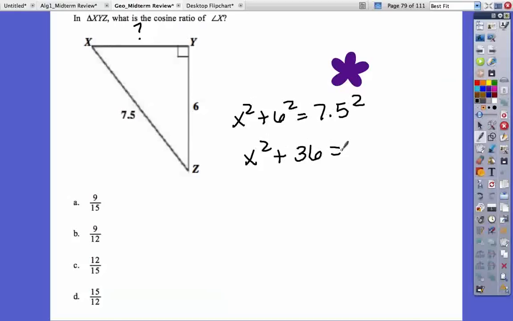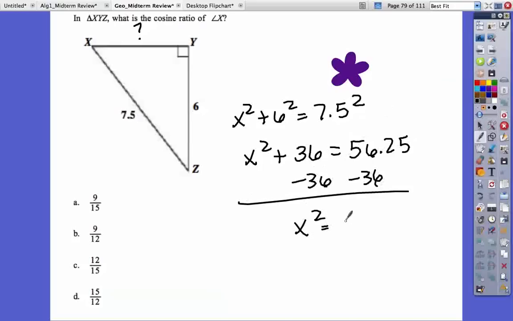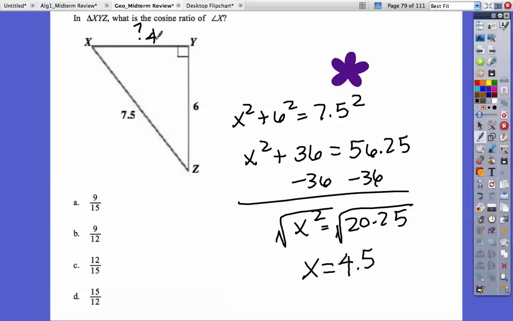7.5 squared in my calculator tells me it's 56.25. Subtract both sides by 36. X squared is equal to 20.25. Take the square root of both sides. X is equal to 4.5 according to my calculator. So that means that this side here is 4.5.